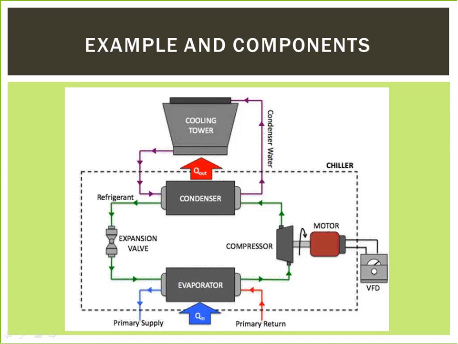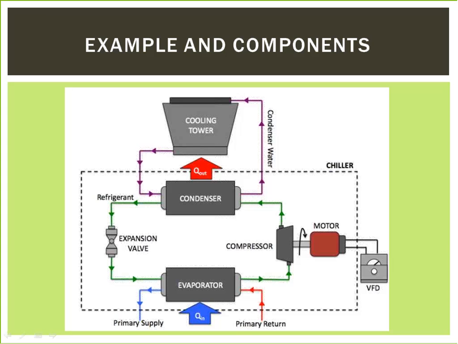Condenser. Like the evaporator, the condenser is a heat exchanger. In this case, it removes heat from the refrigerant, causing it to condense from a gas to a liquid. The heat raises the water temperature. The condenser water then carries the heat to the cooling tower, where the heat is rejected to the atmosphere.